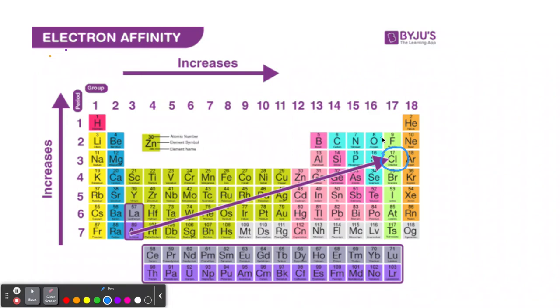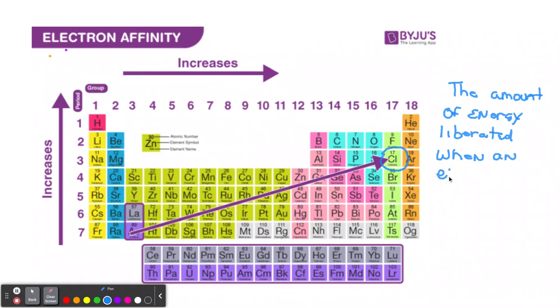So what does that even mean? Well, electron affinity is the amount of energy that's liberated, freed, released, right, when an electron is added. So if you add an electron to chlorine, there'll be a stronger bond, a much stronger bond than with fluorine. So there'll be more energy liberated in chlorine than fluorine.